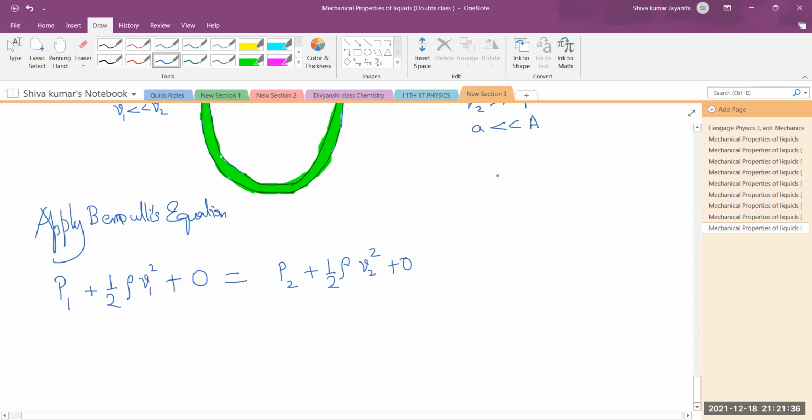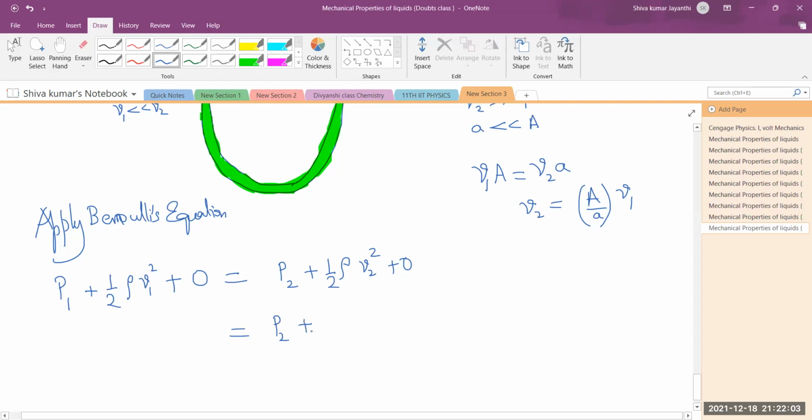How? V2 we can't measure, no? V2 is immeasurable. We cannot measure the velocity of the fluid inside the narrow pipe. But we know very well that V1 into capital A should be equal to V2 into small a. So what is V2? It is nothing but capital A by small a, the big area by small area, into V1. Yes or no? Okay, after this.